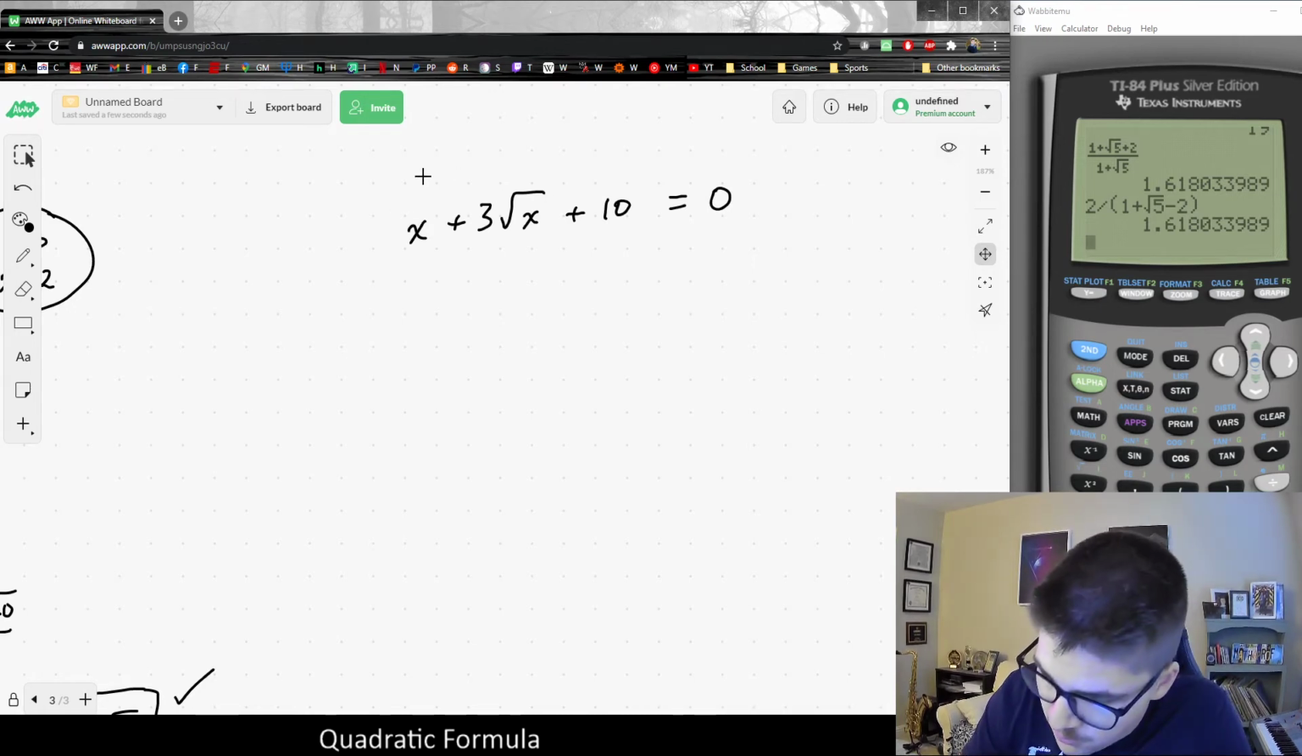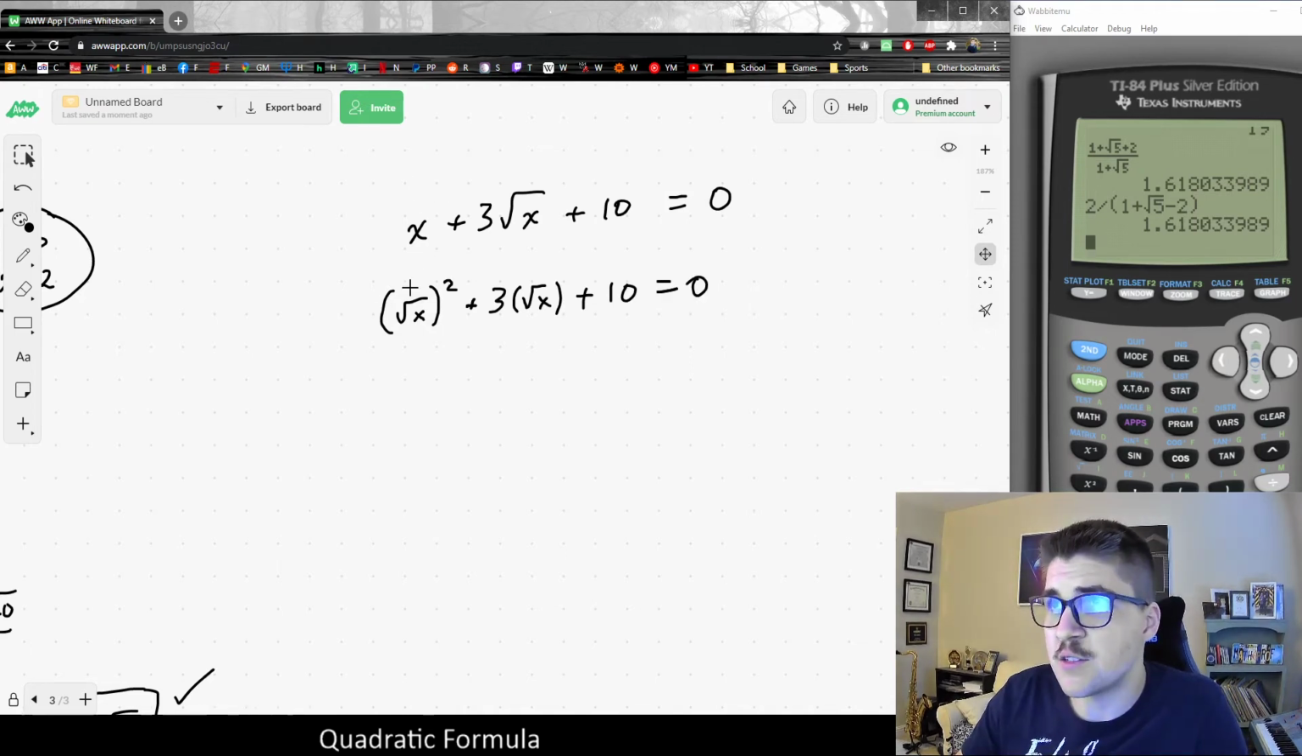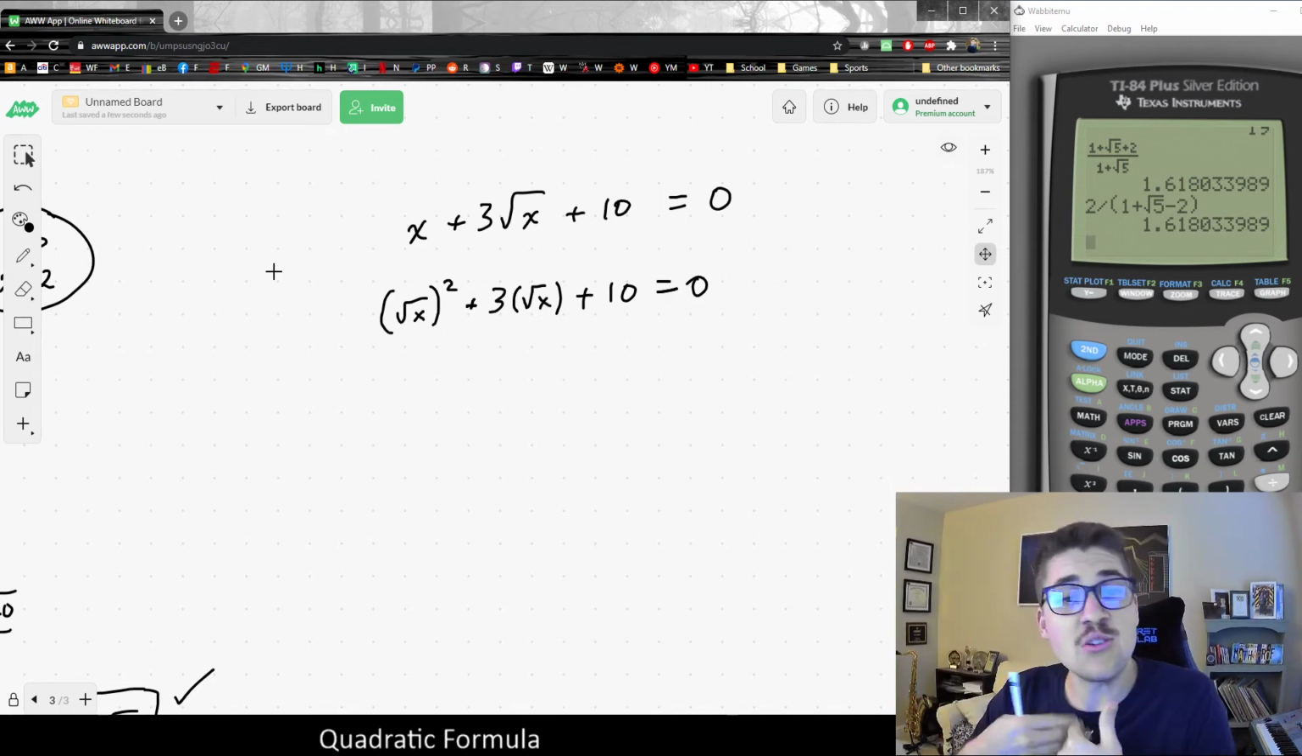And if I rewrote this in a different way, I could rewrite this as the square root of x squared. And so if I think about it a little bit differently, technically it is something squared plus 3 times something plus 10 is equal to 0. So this is what we call a quadratic form, and you can use the quadratic formula here.